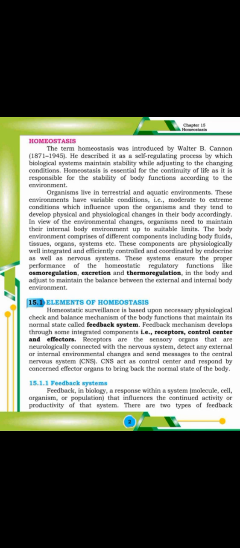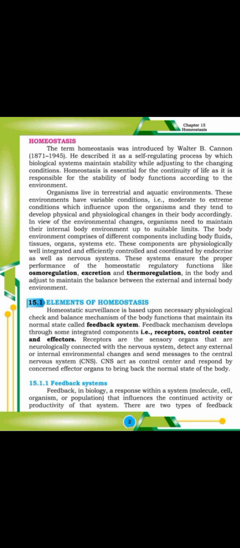So dear students, homeostasis is controlled by feedback systems, which is also known as control system, and it is integrated with receptors, control center, and effectors, means all these work in coordination to maintain the homeostasis. So let's see what are receptors, control center, and effectors.